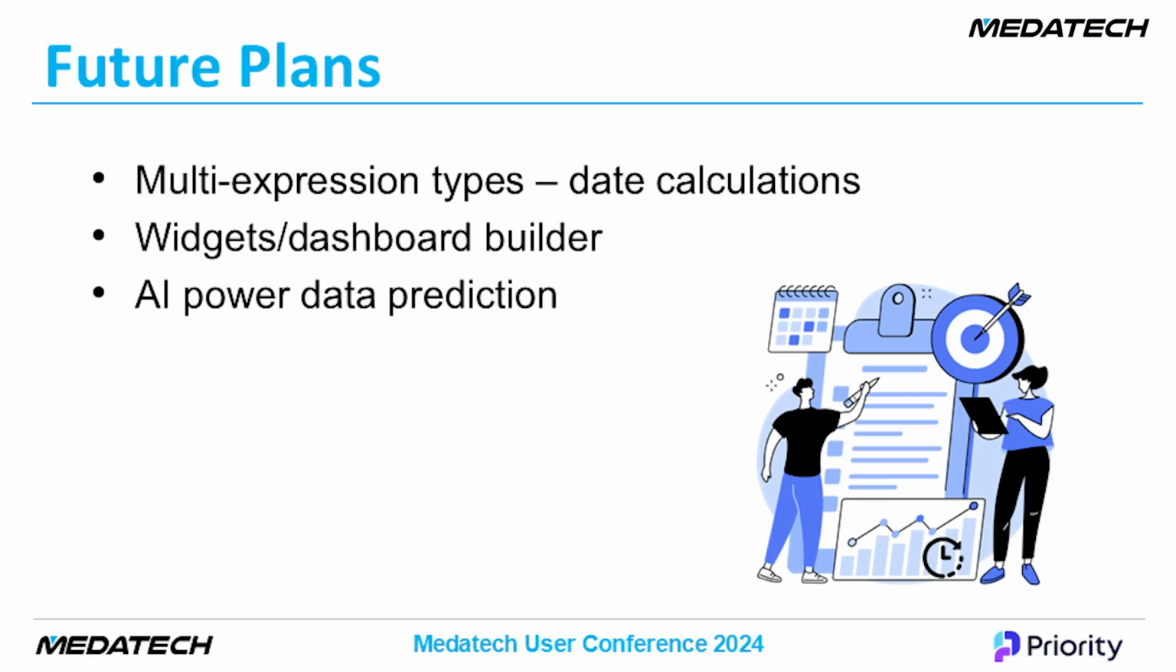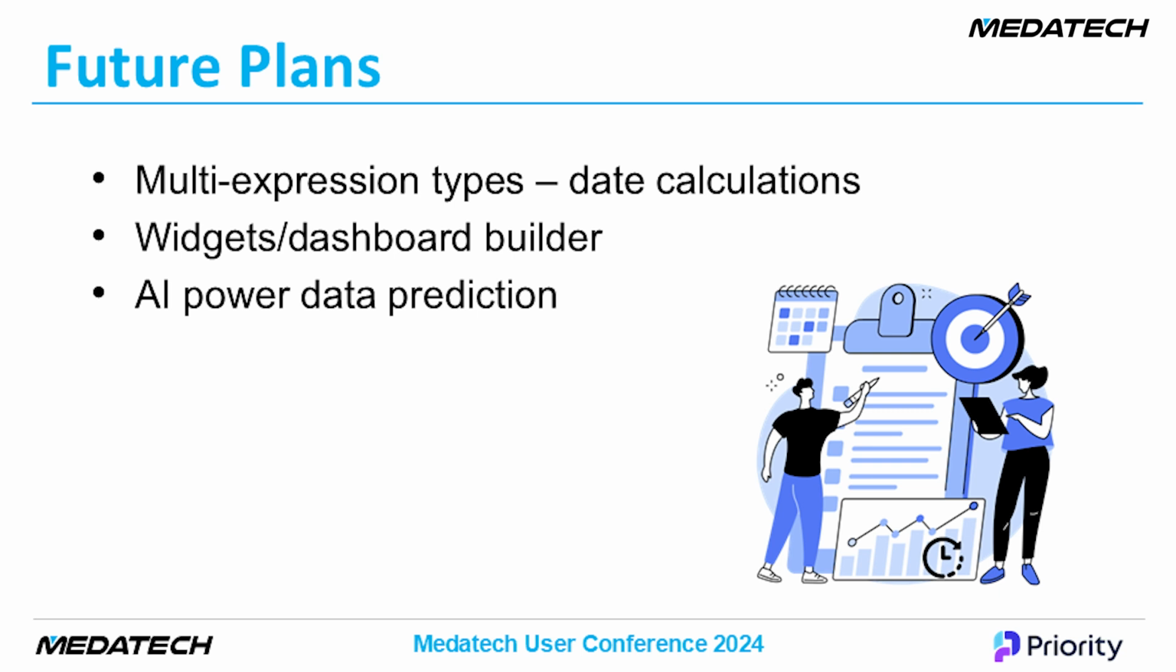So what's the future? We talked about AI, and that's obviously way in the future, well, not way in the future, but like beyond plans at the moment. So the future plans would be multiple expression types. So something like date calculations, where you can take one date, so the date that you ordered something, and then the date that it was fulfilled, and then you can take one date away from the other. That's the next step. So that's what an expression would do for you.